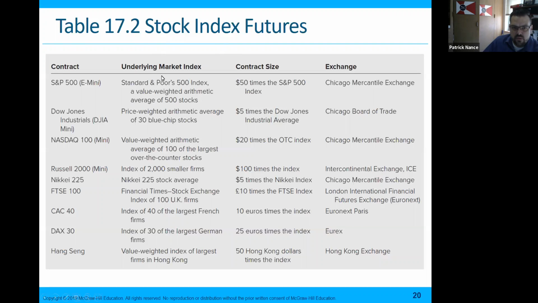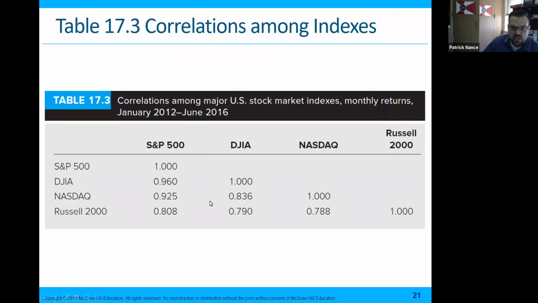All right, so index futures, different indexes and index futures, what the contract sizes are, and where the exchange actually happens for the different indexes. Correlations among major U.S. stock market indexes and monthly returns. This is 2012 through about half of 2016. And you can just see that the S&P 500 returned lower than the Dow Jones and NASDAQ, and so on.